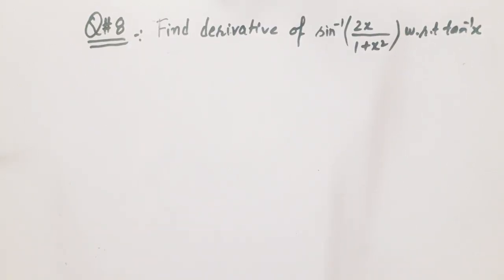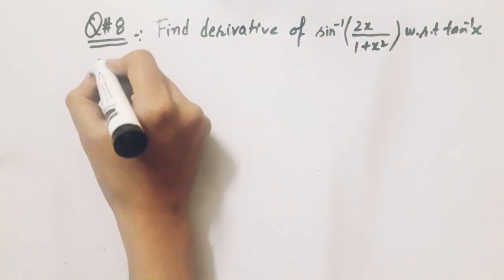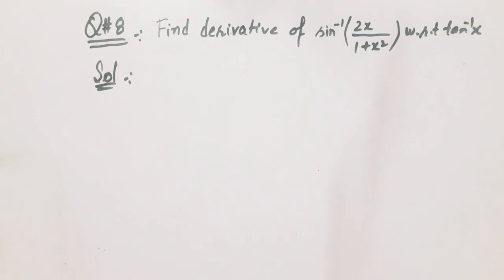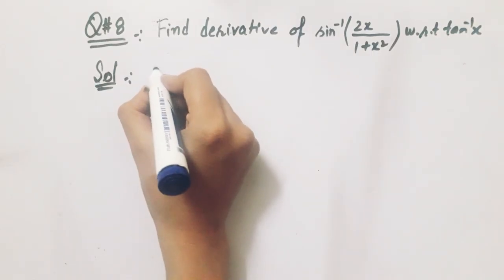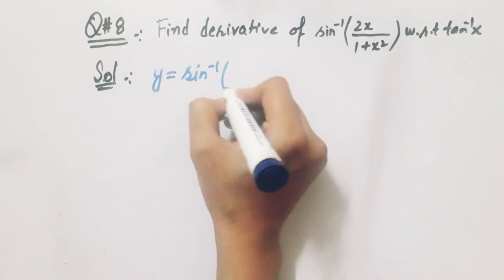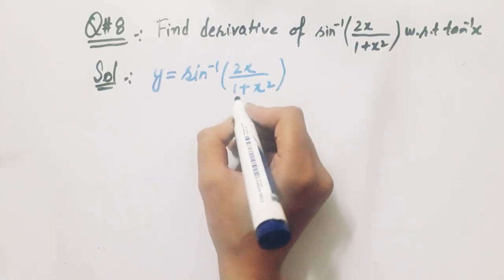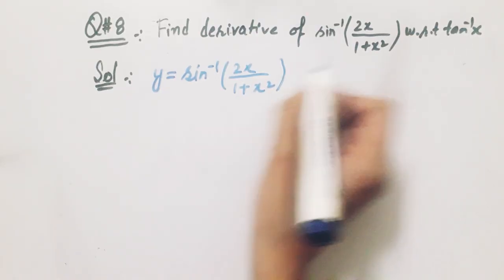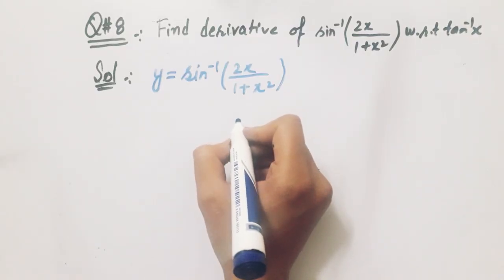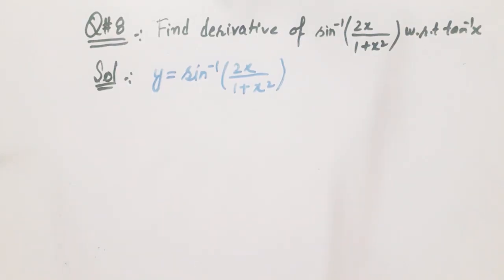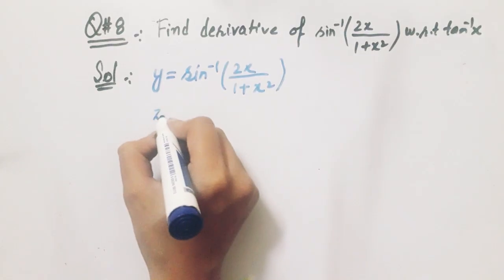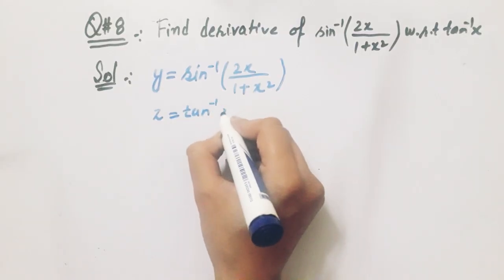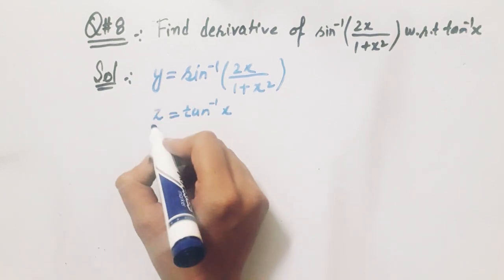Now question number 8 is find derivative of sine inverse of 2x by 1 plus x square with respect to tan inverse x. So we will solve this question in very easy and simple way. First of all, write the function, that is, suppose y is equal to sine inverse of 2x by 1 plus x square. You have to differentiate this with respect to tan inverse of x. So you will suppose that z is equal to tan inverse of x and you need to differentiate y with respect to z.